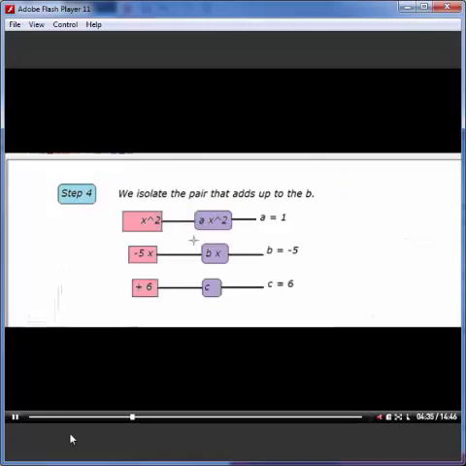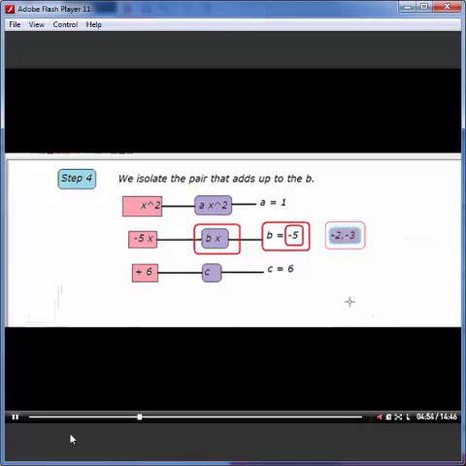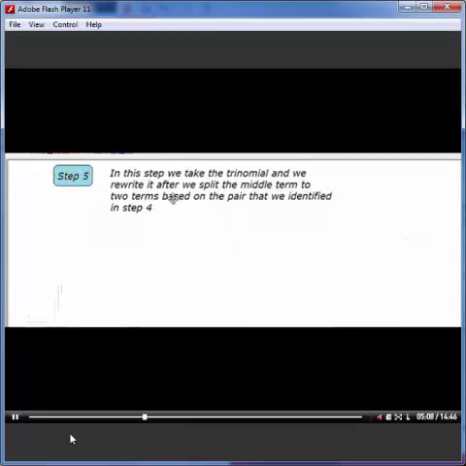And then the fourth step, what you need to do is to isolate the pair that adds up to b. So you find the pairs of the different factors and you try to find which pair gives you b. The b in our case is -5. So you need to find which pair of factors, 1, 6, -1, -6, 2, 3 or -2, -3, gives you -5. And this pair is -2, -3, since -2 plus -3 is equal to -5.